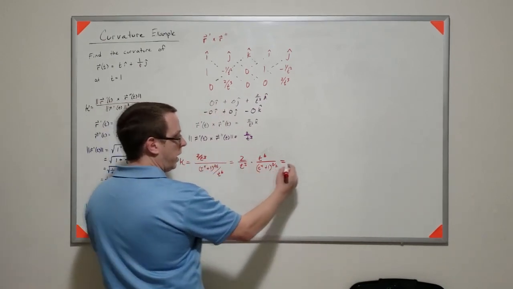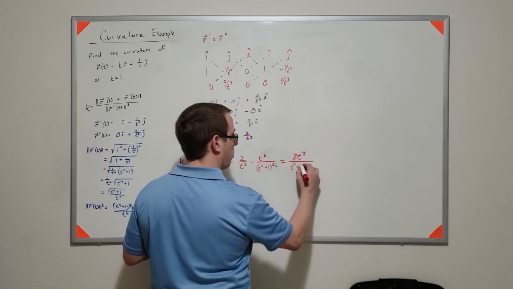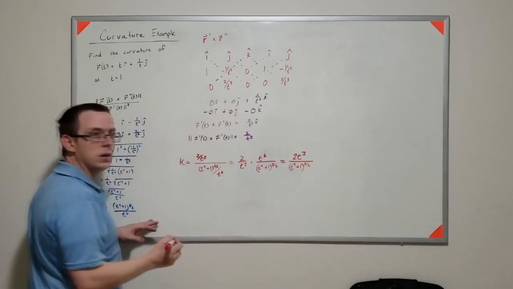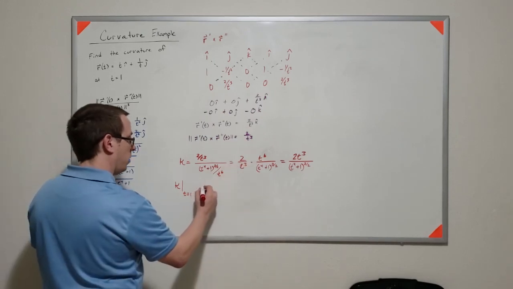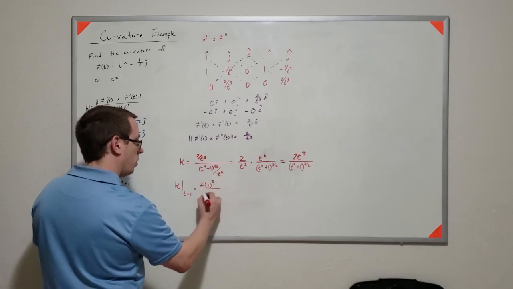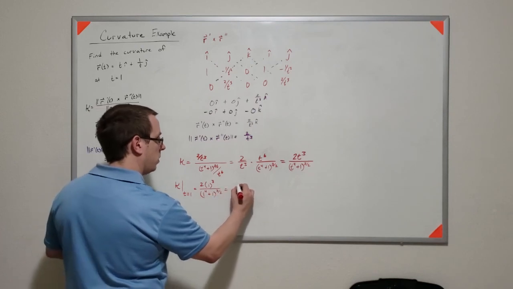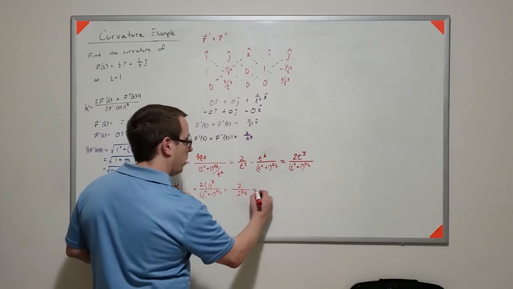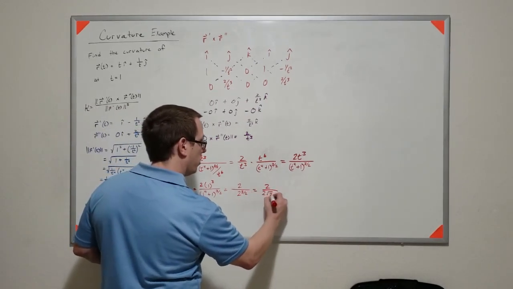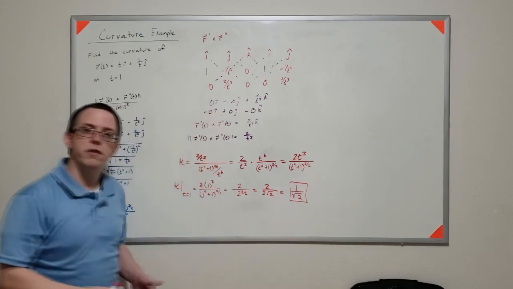So that gets us 2t cubed over t to the 4th plus 1 to the 3 halves. So then kappa at the value where t equals 1 is 2 times 1 cubed over 1 to the 4th plus 1 to the 3 halves, which is 2 over 2 to the 3 halves, which is just what we said we were going to get, which is 2 over 2 square root of 2, getting us a final answer of 1 divided by the square root of 2.